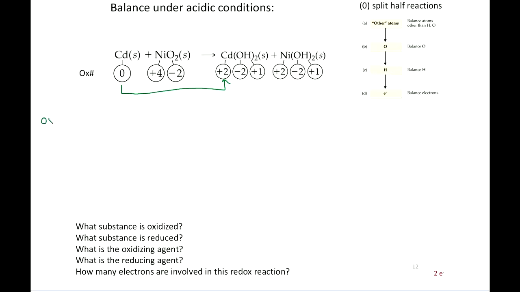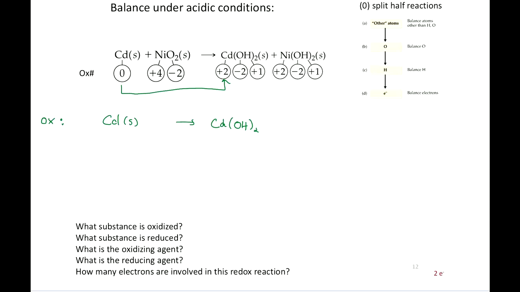Oxidized. So I'm going to write my oxidation half reaction where I take that cadmium species, cadmium solid, and it becomes cadmium hydroxide. That's my oxidation half reaction. It's not balanced yet, and that's okay. We'll go through all the steps.